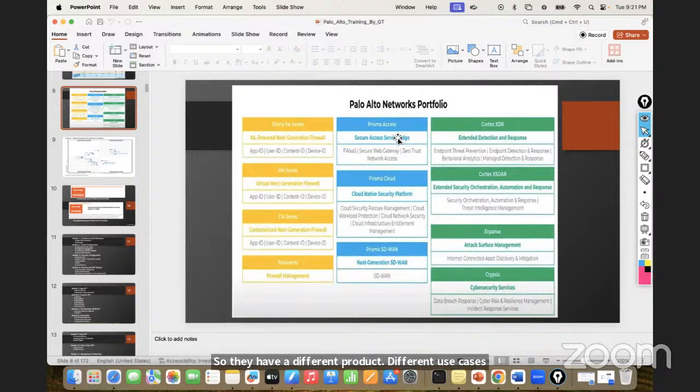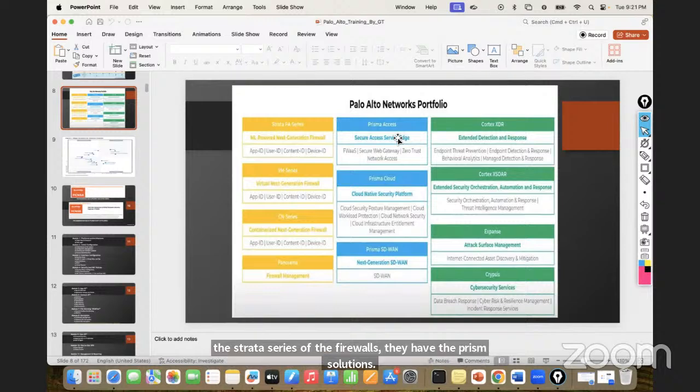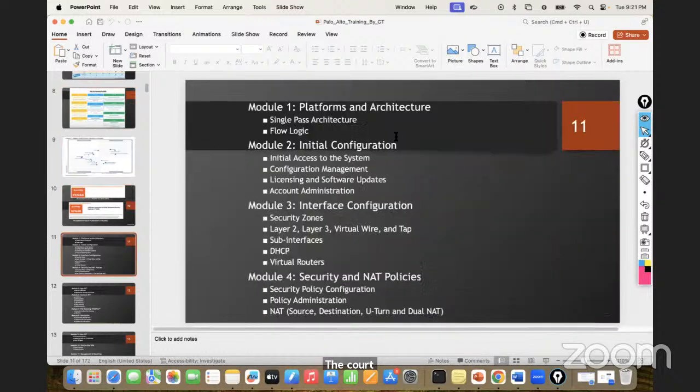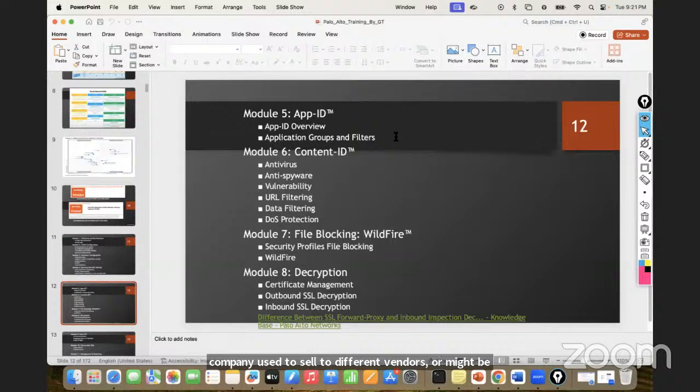Similarly, Palo Alto has a different product set, like the Strata series of firewalls, the Prisma Access solutions, the Cortex XDR. These are different products which the company sells to different vendors or customers to mitigate their problems. So I'll explain more about that at a later stage. Okay, yeah, sure.